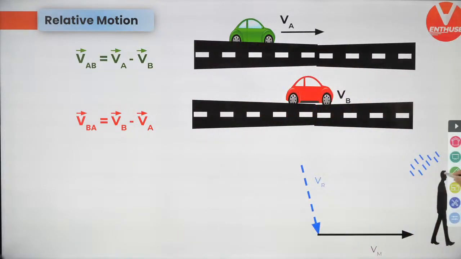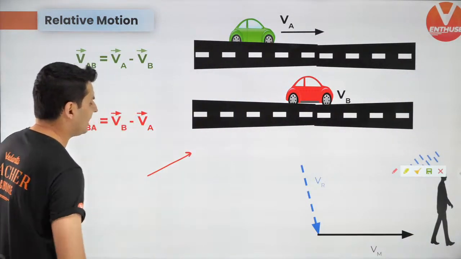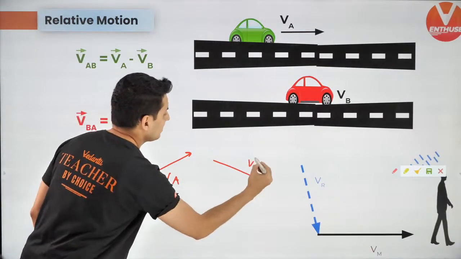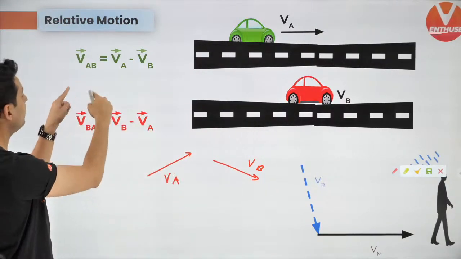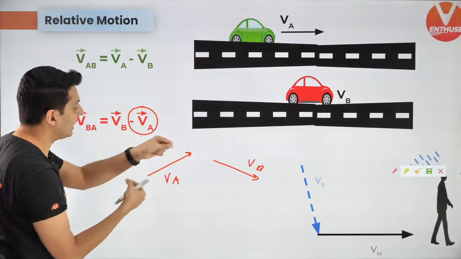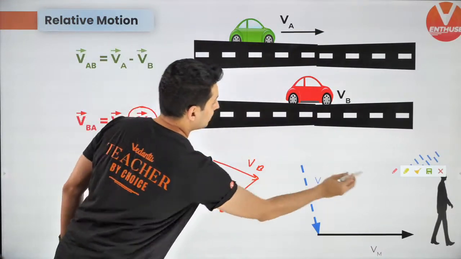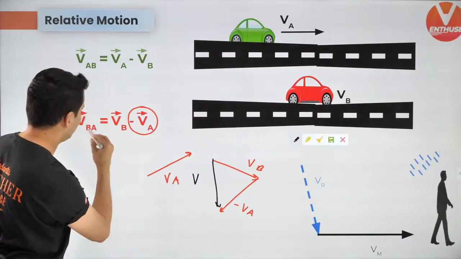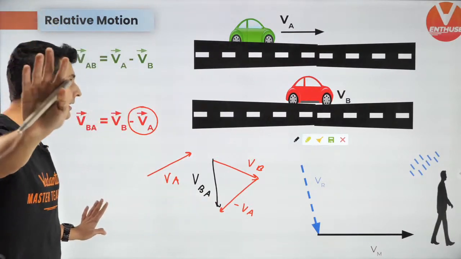Now, please understand this. Even if there is a car going like this, and there is another car going maybe like this, let's say this is VA and this is VB, then velocity of B with respect to A is VB minus VA. So you have to negate VA, so this will be minus VA, and that's about it. This would be the relative velocity of B with respect to A. That's how it works. So you can use this even for 2D and 3D problems.